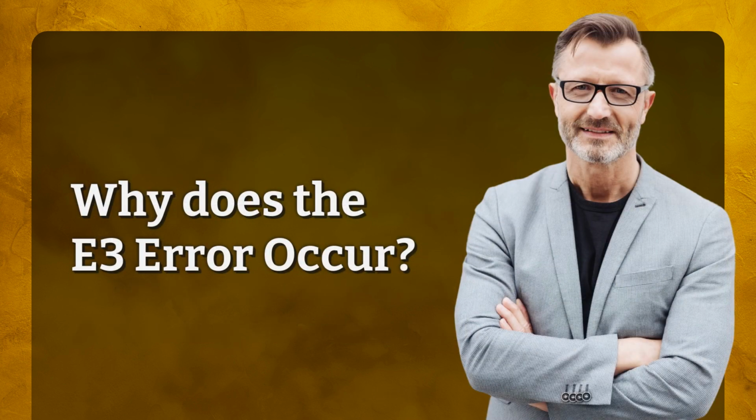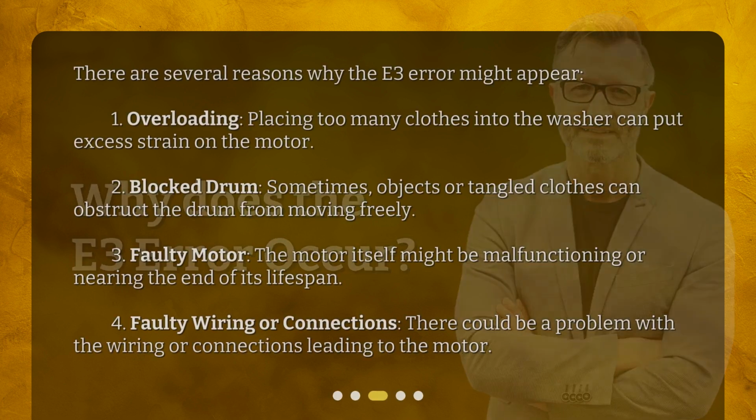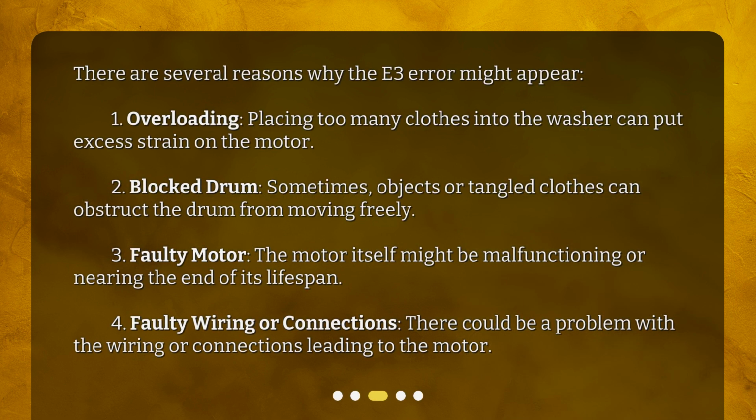Why does the E3 error occur? There are several reasons why the E3 error might appear. 1. Overloading. Placing too many clothes into the washer can put excess strain on the motor. 2. Blocked drum. Sometimes, objects or tangled clothes can obstruct the drum from moving freely. 3. Faulty motor. The motor itself might be malfunctioning or nearing the end of its lifespan.